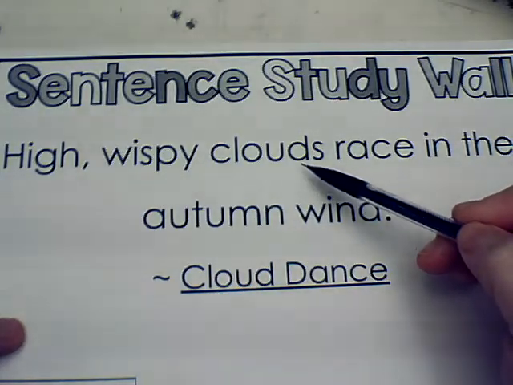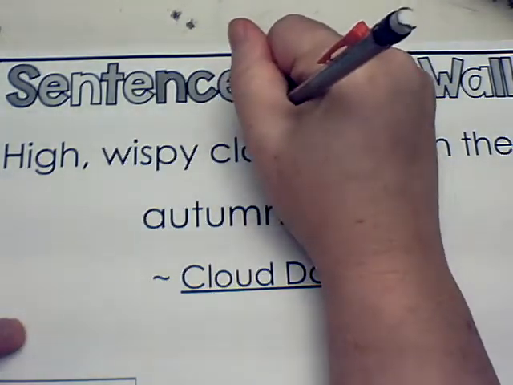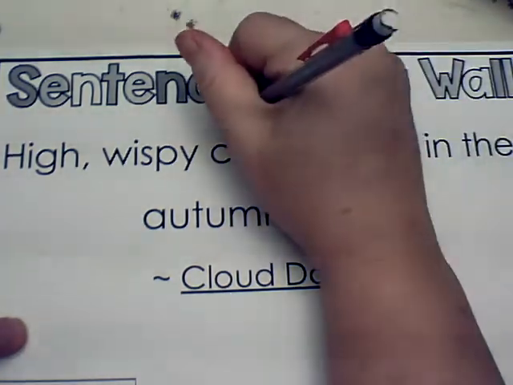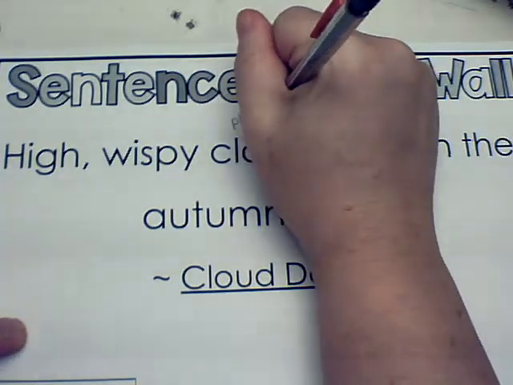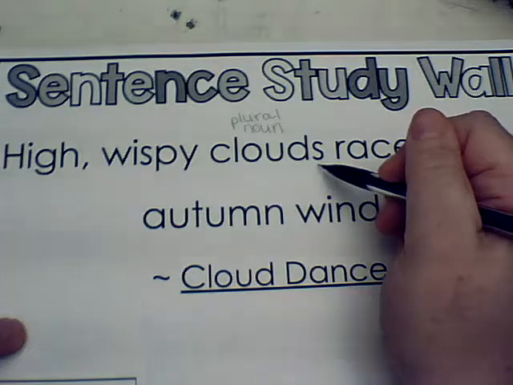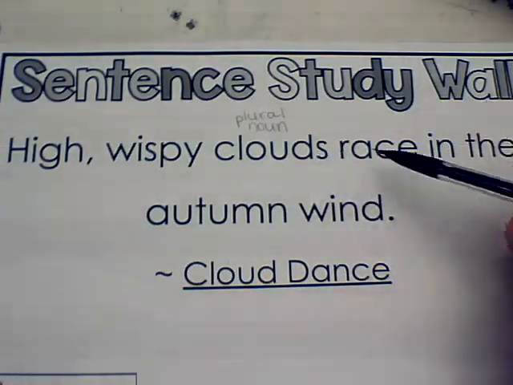And I know that a cloud is a thing. It's not a person, it's not a place, but it is a thing. And a person, place, or thing is a noun. So it's a noun. But it also happens to have an S on the end. And because it has an S on the end, that means it's a plural noun. Plural noun. That means that there's more than one cloud. So plural noun.